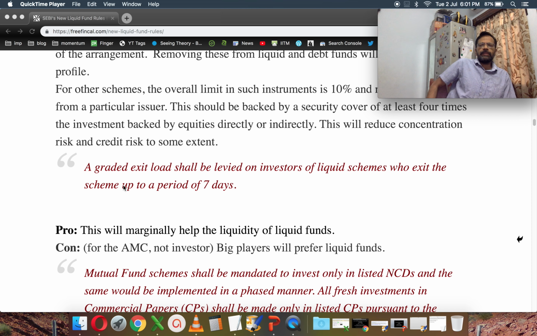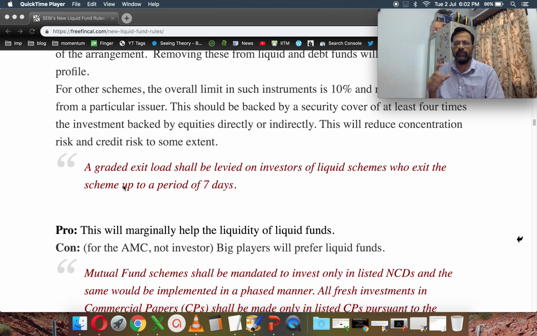The next one has received the maximum attention for some reason. There will be a graded exit load levied on investors in liquid schemes who exit the scheme up to 7 days. See, this does not matter for retail investors. Very few of them are going to exit in 7 days, and I think there will be a graded exit load, meaning if you are exiting more than a few lakhs, then there will be an exit load of 1%, 2%, whatever it is. It will only apply to big corporate players.